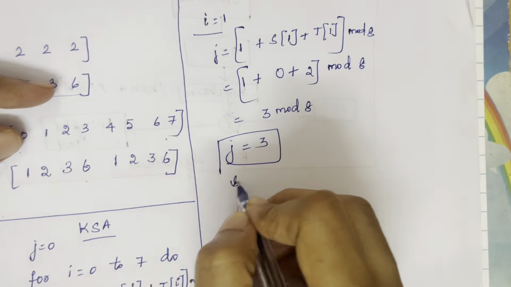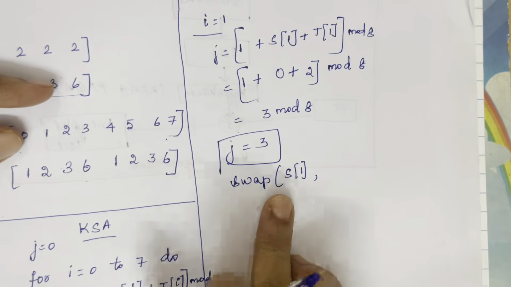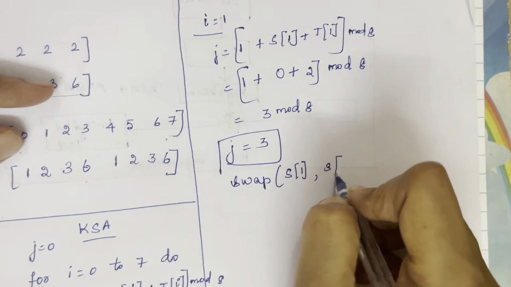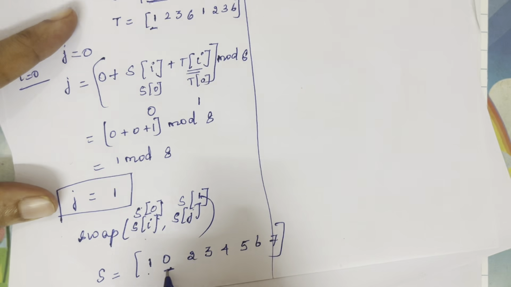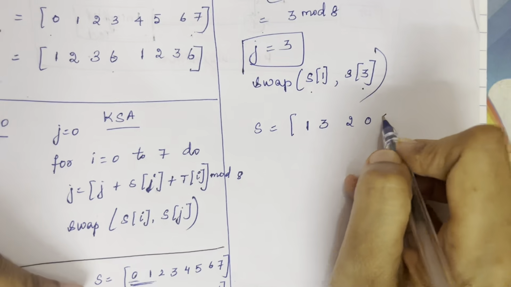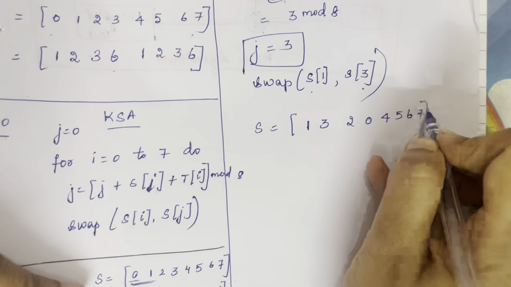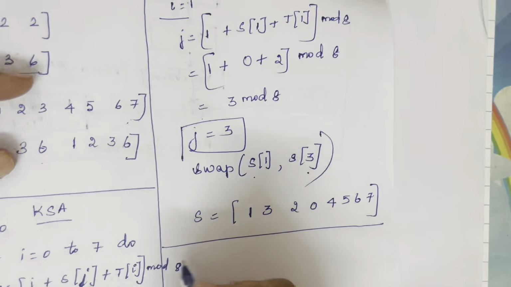So you have to swap the values between s of I, s of 1, this is I is equal to 1, s of I and s of j, that is s of 3. So you have to swap between s of 1 and s of 3. When you swap, what is s of 1? 1 is over here and 3 is 0, 1, 2, 3, this one. So you have to swap 0 and 3. So you will get s will be equal to 1, 3, 2, 0, 4, 5, 6, 7. Okay, this is what you will get when you finish iteration 1. Okay, now we move on to the next iteration.